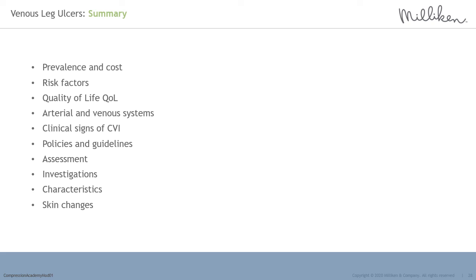leg ulcers to occur, how to recognise the clinical signs of chronic venous insufficiency, that many different policies and guidelines underpin our leg ulcer care pathways, how ankle brachial pressure index is measured and readings interpreted to plan the care pathway, differential characteristics of leg ulcers and associated edema, and how to recognise skin changes associated with chronic venous insufficiency.